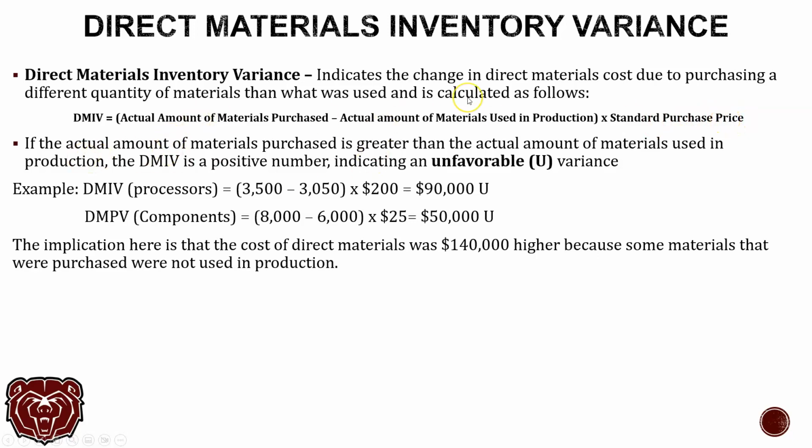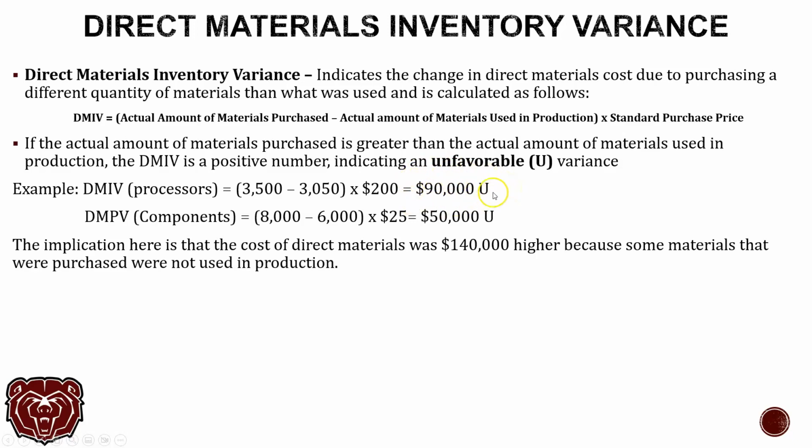So if the actual amount of materials purchased is greater than the actual amount of materials used in production, the inventory variance is a positive number. This indicates an unfavorable variance. You over-purchased, right? You purchased more than you actually needed to. So for example, let's take a look at processors. We actually purchased 3,500. We only used 3,050 of them. The standard price is $200. That's a negative $90,000. A positive $90,000 unfavorable variance.